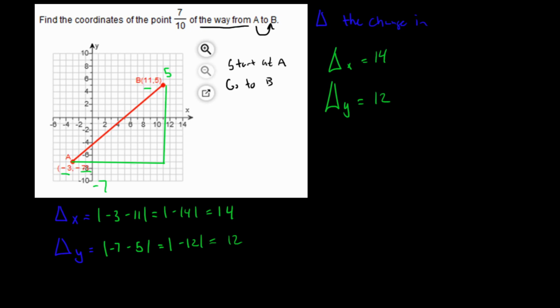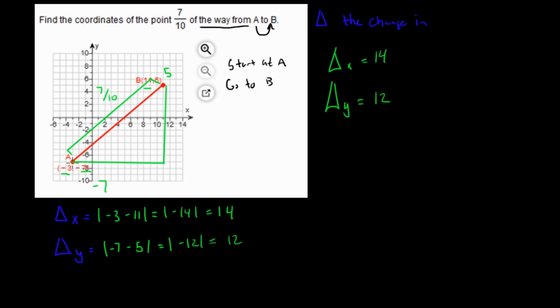Here's where a lot of people are saying, okay, we're done. We've solved the change in the y, the change in the x. But that's the total value you actually have to travel along your x plane and then your y plane to get from A to B. But we don't actually want to travel that full distance right now. What they're asking is, where from A up to B would we stop at 7/10 of the way?